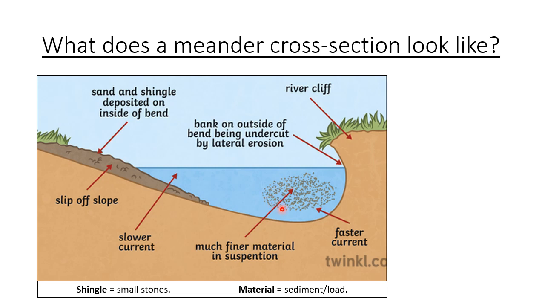Here we've got fine material in suspension being carried in the water. On this side, the slower current, we get deposition. And this is a landform called a slip-off slope. You've been seeing them quite a few times already, those grey areas of sediment that build up in the satellite images, for example. Like I said, some people call it a river beach, but the technical term for it is a slip-off slope.